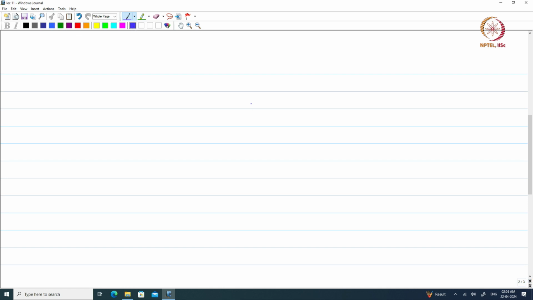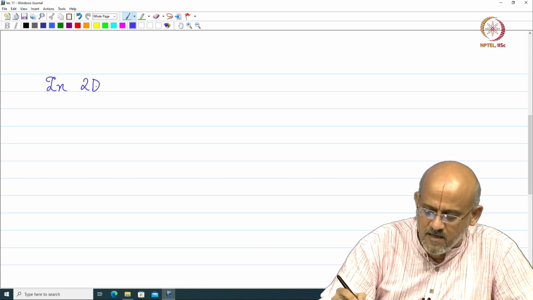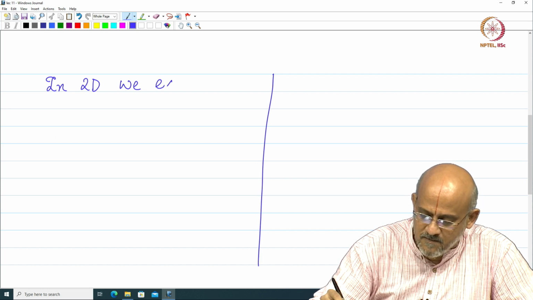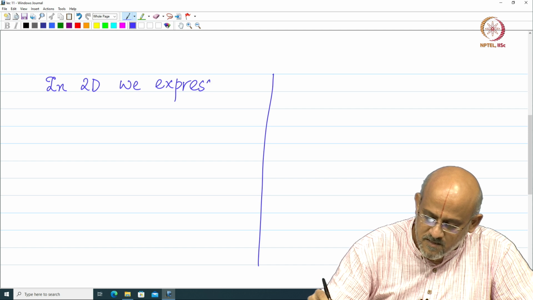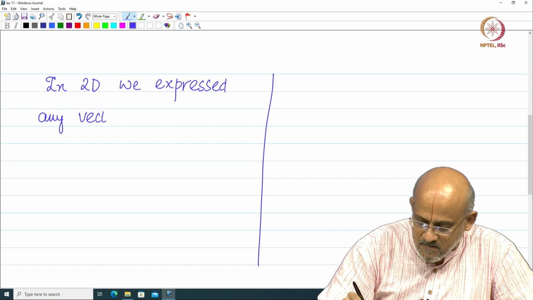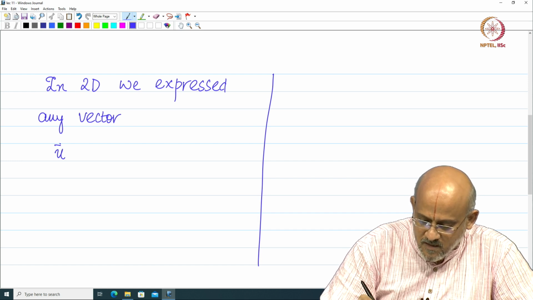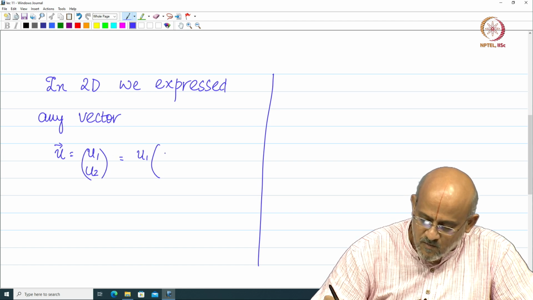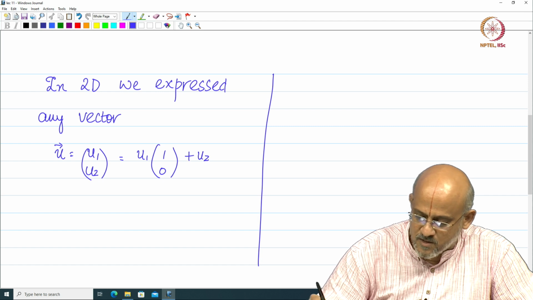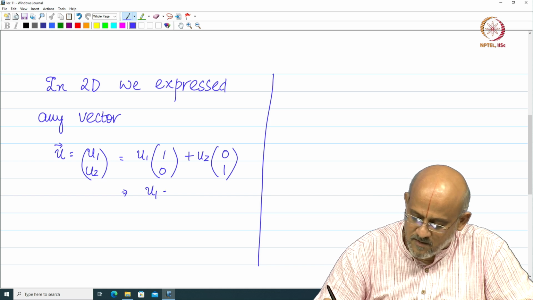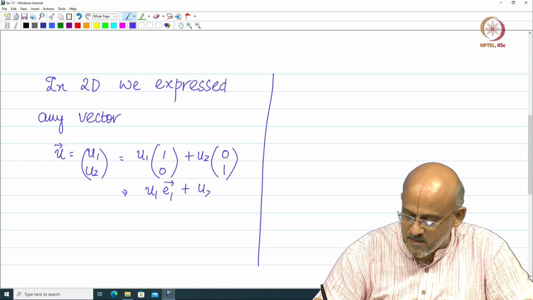Now recall that in 2D, we expressed any vector, let us say u equal to u1, u2, as u1 into 1 0 plus u2 into 0 1, and we say that this is basically u1 into the e1 vector plus u2 into the e2 vector.